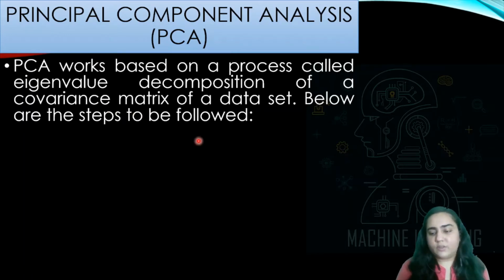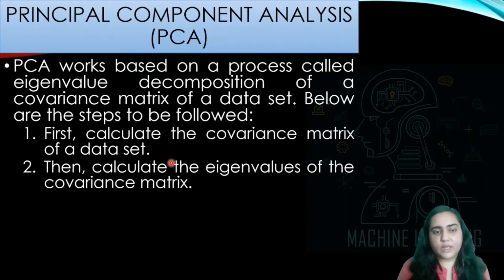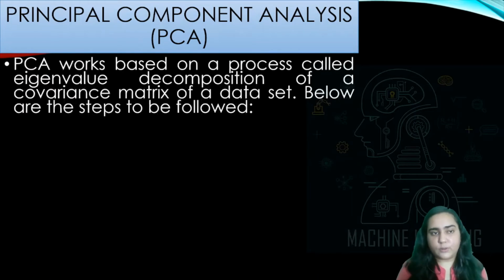So what are the steps for PCA? First, you will calculate the covariance matrix of your data set. Then you will calculate the eigenvalues of the covariance matrix. And then the eigenvector that has the highest eigenvalue represents the direction in which there is highest variance. And so this will help you in identifying the first principal component. So that's how you begin with PCA. You create a covariance matrix, calculate eigenvalues, and then see which eigenvector has the highest eigenvalue. That would be your first principal component.